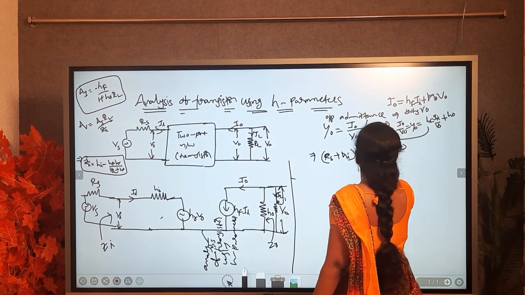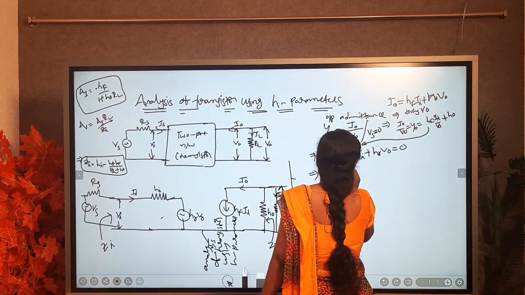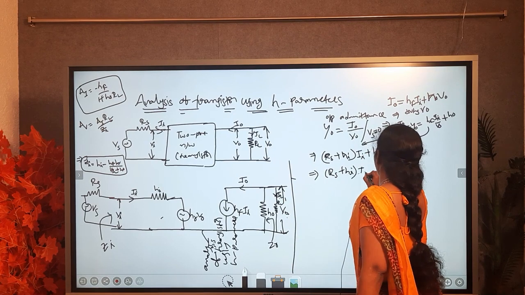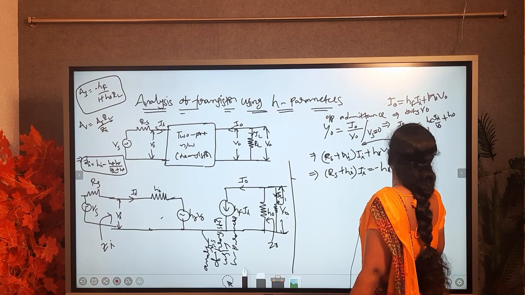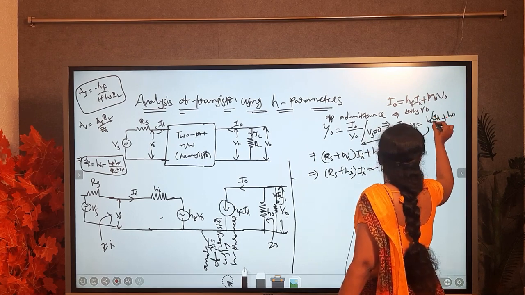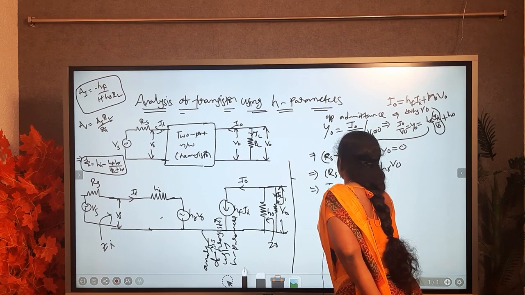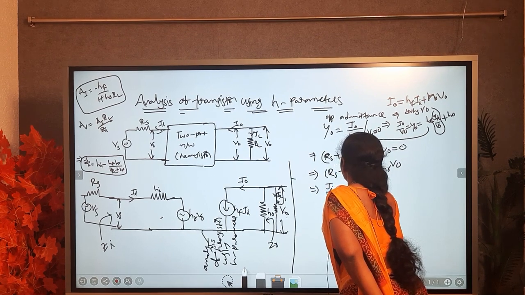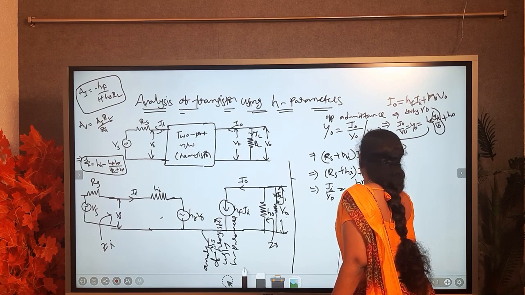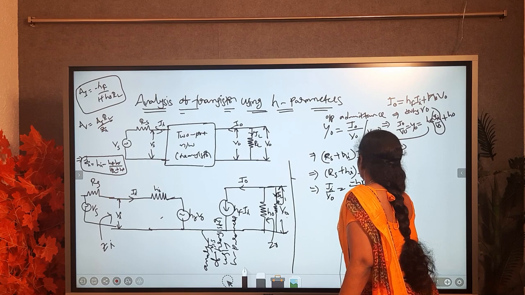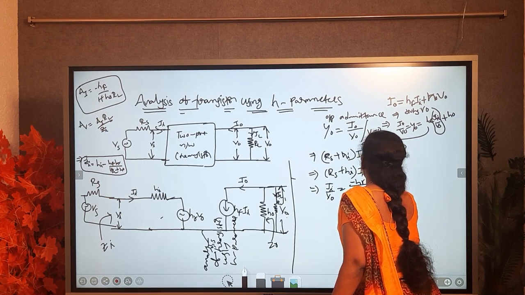So from that, Rs plus Hi into Ii equals minus Hr into V0. Okay, you have to get Ii by V0. So Ii by V0 equals minus Hr by Rs plus Hi.